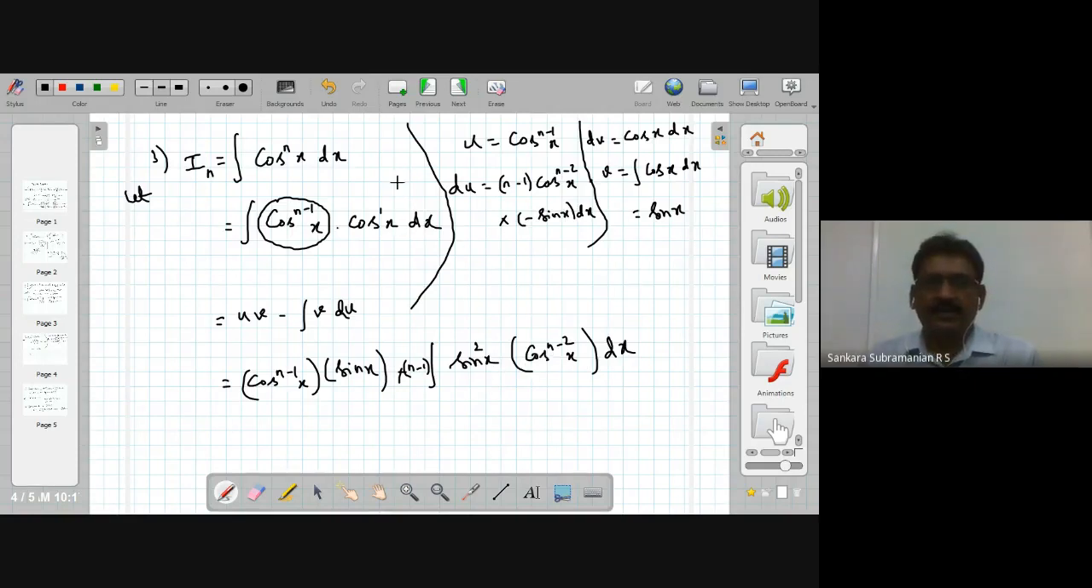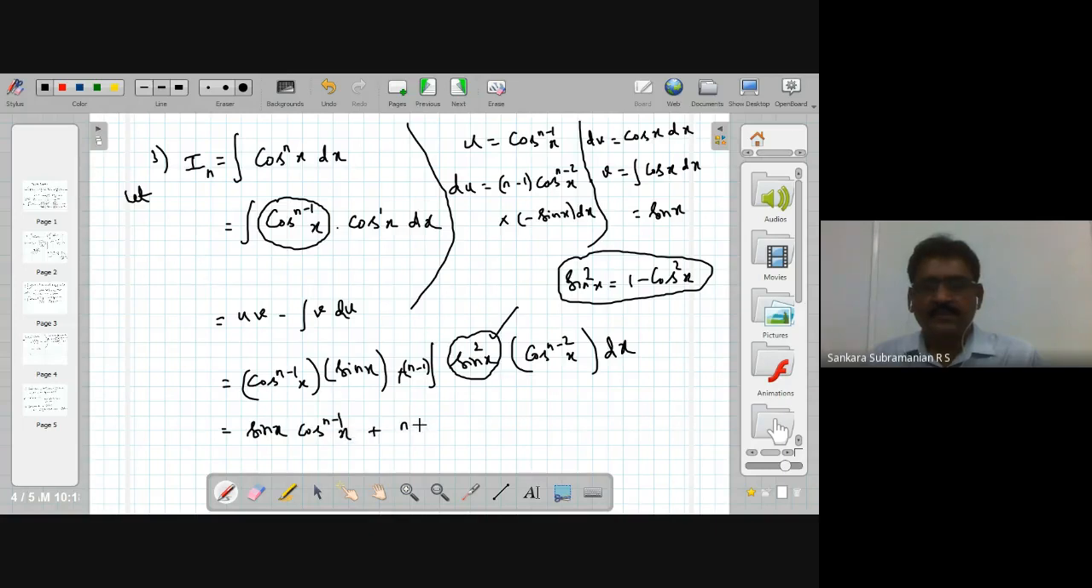I want everything in the integrand to be in terms of cos, but I have sin here. So I can use the relationship sin square x is equal to 1 minus cos square x, because cos square x plus sin square x makes 1, a trigonometric identity. So I can replace sin square with 1 minus cos square. So you get sin x into cos to the power n minus 1 x plus n minus 1 times the integral of 1 minus cos square x into cos to the power n minus 2 x dx.